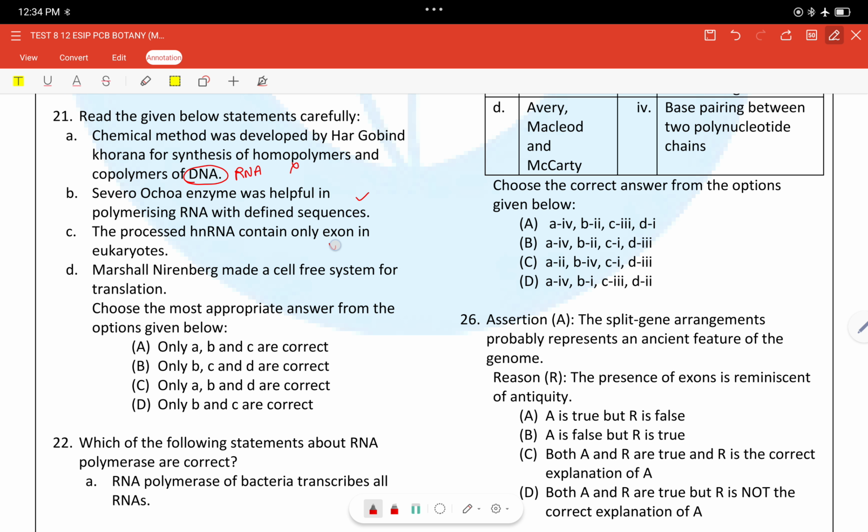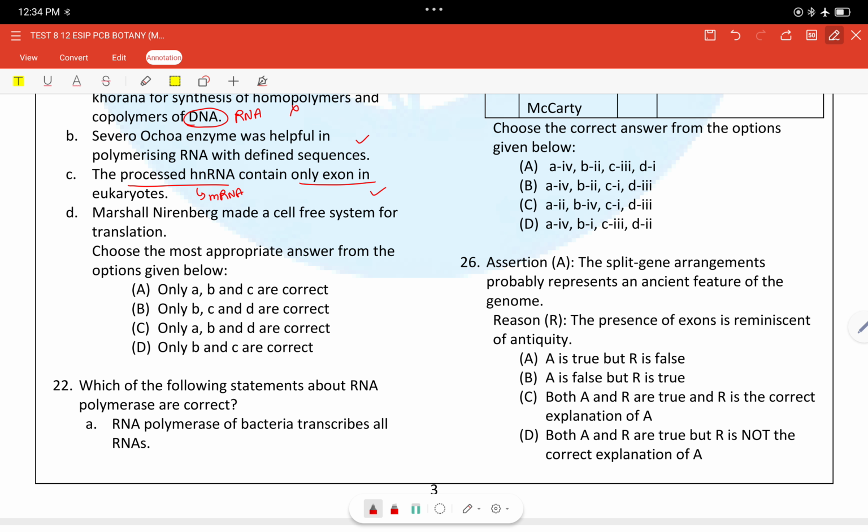The statement that hnRNA contains only exons in eukaryotes: we have already discussed hnRNA is inactive RNA which contains both exons and introns, but processed hnRNA is mRNA. So mRNA contains only exons. That statement is correct. Marshall Nirenberg made a cell-free system of translation for protein synthesis. That statement is also correct. So the answer is B. Only B, C and D are correct.